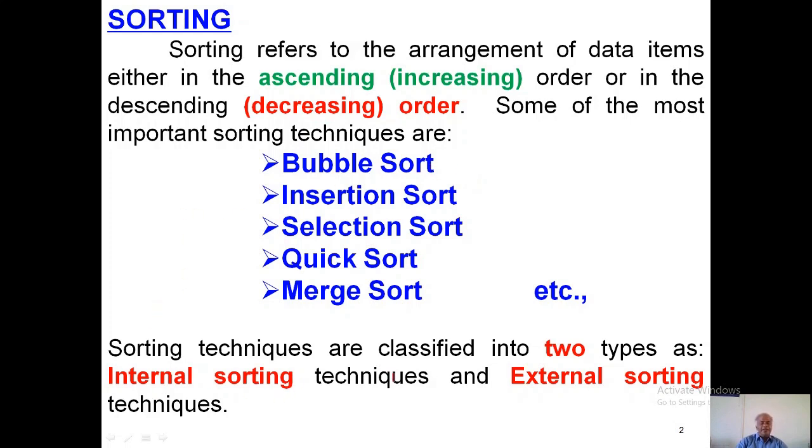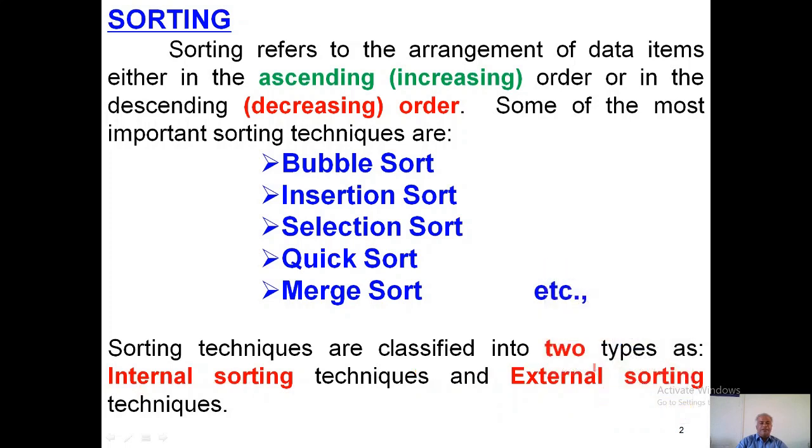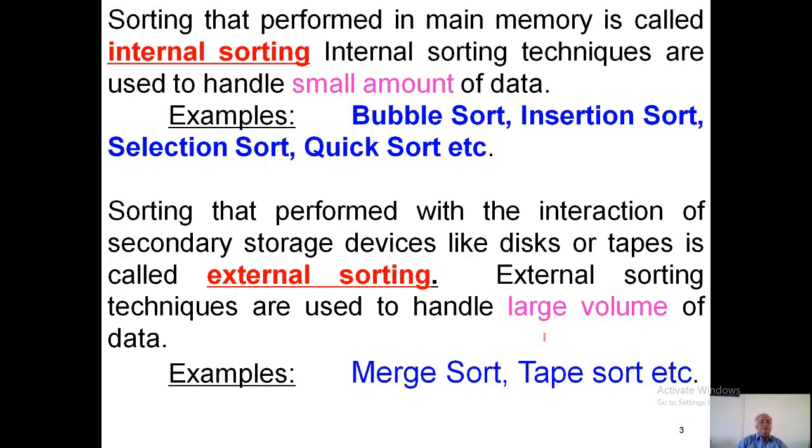Sorting techniques are classified into two types: one is internal sorting, the next is external sorting. Internal sorting techniques are used for small amounts of data, whereas external sorting techniques are used for large volumes of data.